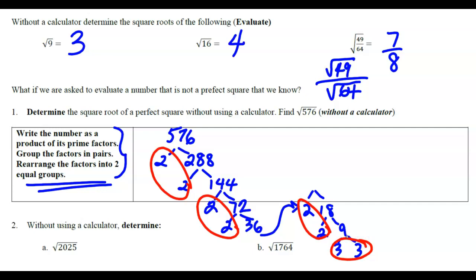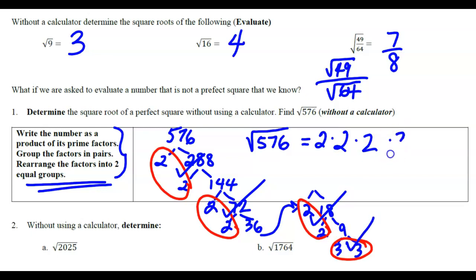And rearrange the factors into 2 equal groups. And so that means I take one of each of these. So root 576 is going to be 2 from that group times 2 from this group times 2 from that group times 3 from that one. And 4 times 6 is 24. Which, as I said, you might already remember that the root of 576 is 24. Kind of a fairly common, larger perfect square. But that's the process if you had to show all your work for it.